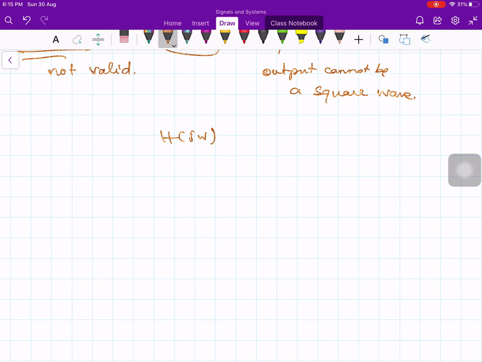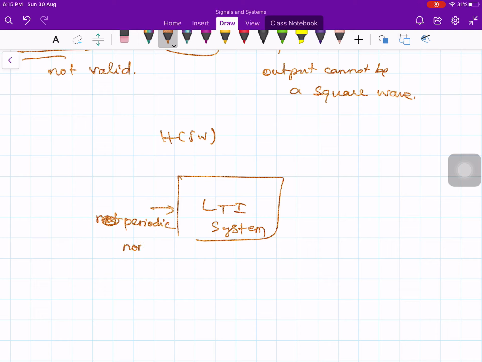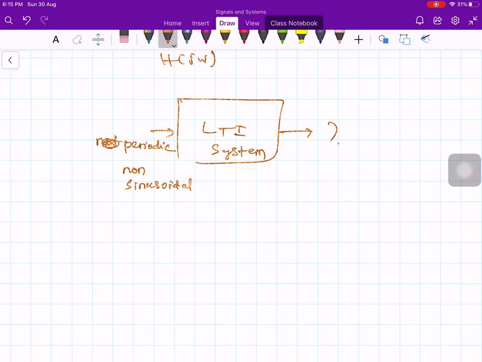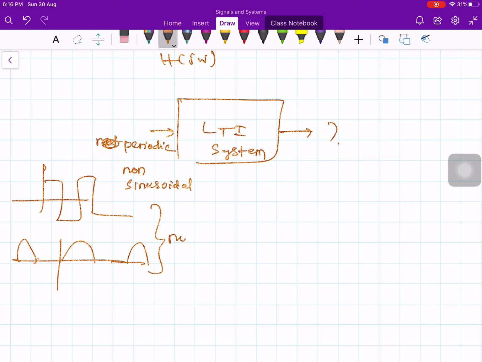periodic non-sinusoidal excitations. You take the LTI system, but now the input is periodic but non-sinusoidal. In this case, what will be the output? The Fourier series came in very handy in this context. Whenever you have periodic non-sinusoidal functions like these, then you can represent them in terms of Fourier series.